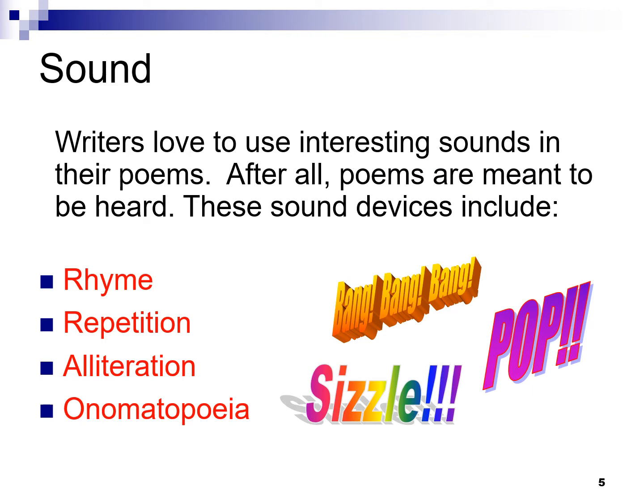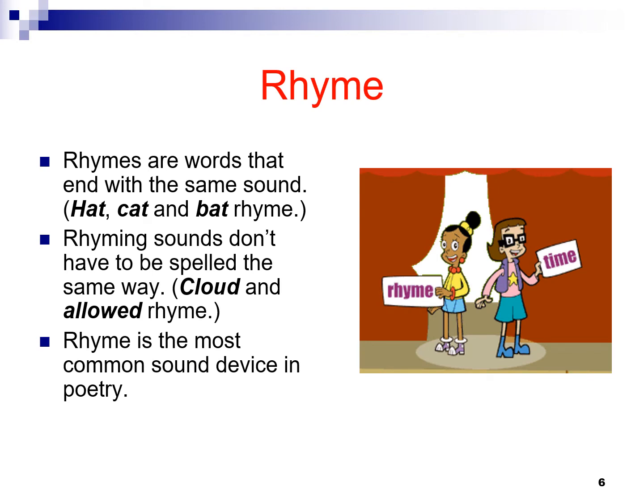And then we also have the other element, which is sound. When we say sound, we are referring to the sound devices used in poetry, which include rhyme, repetition, alliteration, and onomatopoeia. When we say rhyme, we are referring to words that end with the same sounds. Okay, we are referring to words which have the same final sound. Rhyming sounds don't have to be spelled the same way, as long as they have the same final sound. And this is, of course, the most common sound device in poetry.